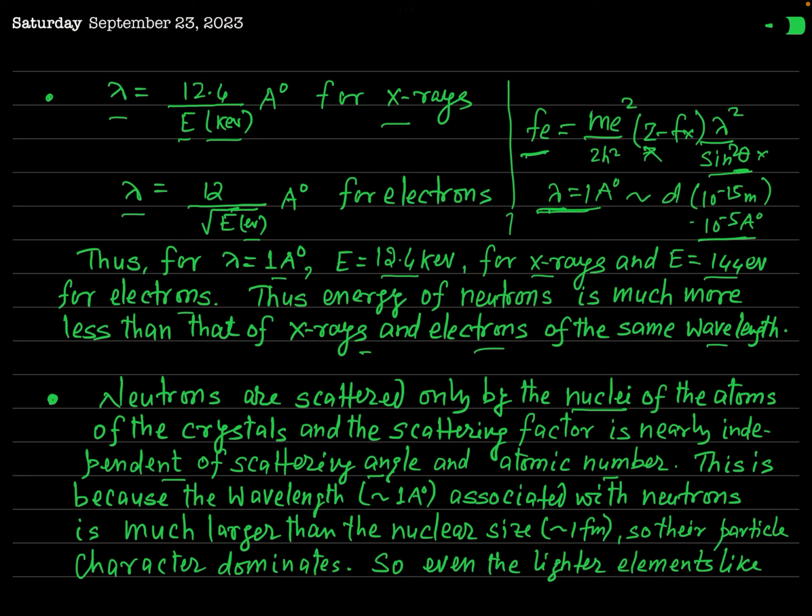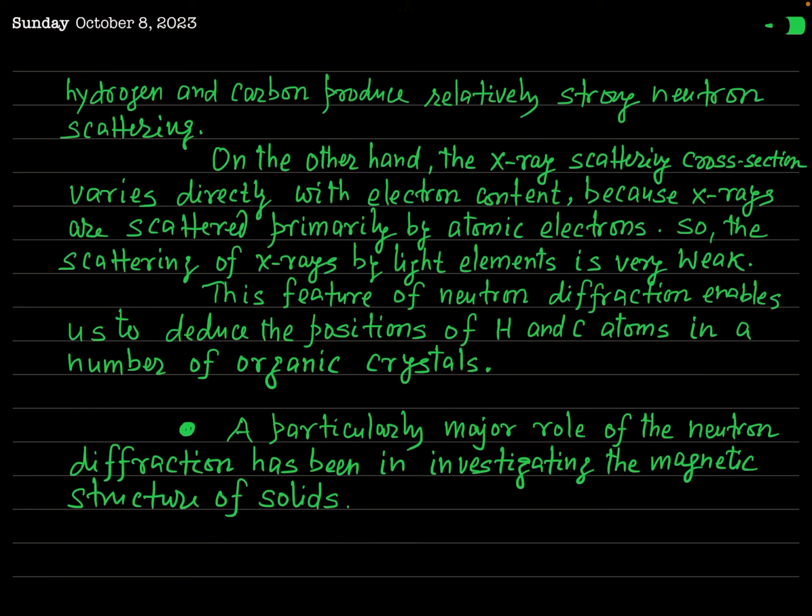This is because the wavelength of order 1 angstrom associated with neutrons is much larger than the nuclear size, which is of the order of 1 fm, and so their particle character dominates, okay. So even in this case, as Z does not play any role here, in case of neutrons even the lighter elements, the elements for which Z is small, even those can diffract the neutron effectively, okay.